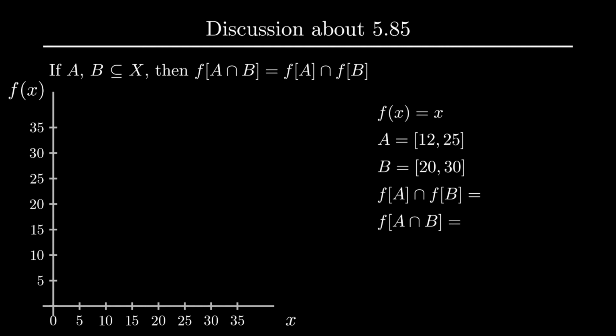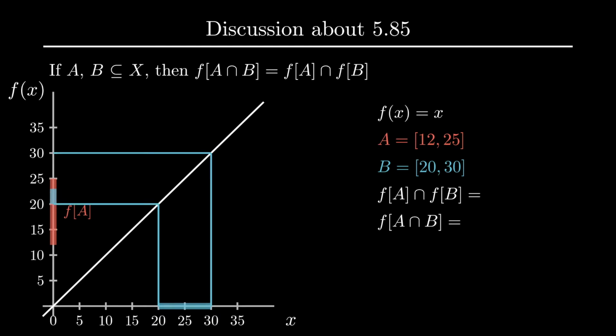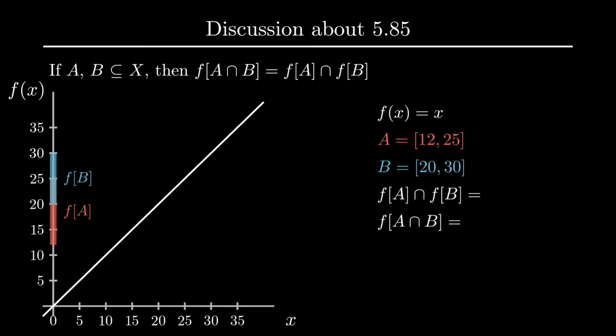First, we graph our function on the xy plane. Then let's try to find f(A). So we apply f to every element in A, and we get a new set in our codomain, which is f(A). And then we apply f to every element in B to find f(B). The intersection of f(A) and f(B) is just the overlap between f(A) and f(B), which is the closed interval from 20 to 25. Now we know the intersection of f(A) and f(B).